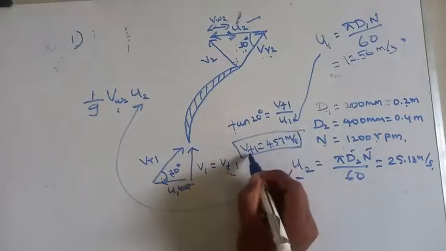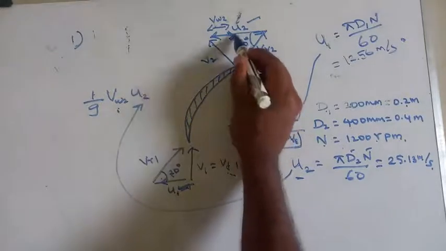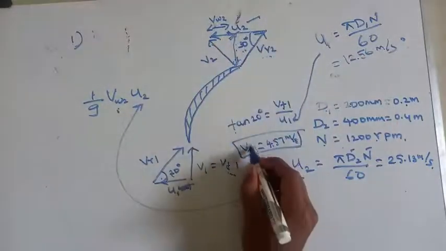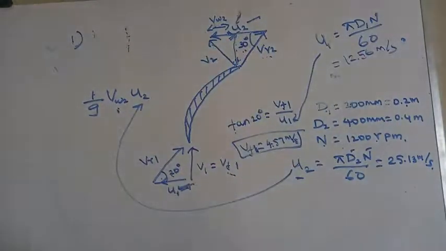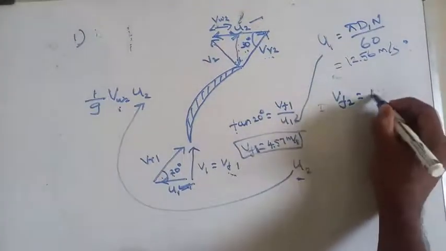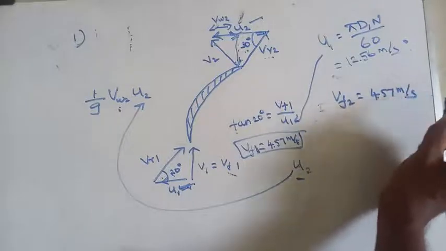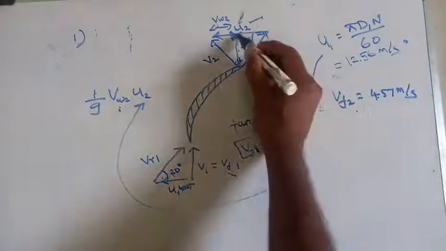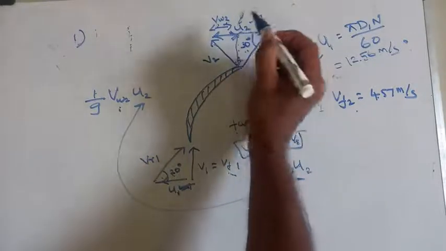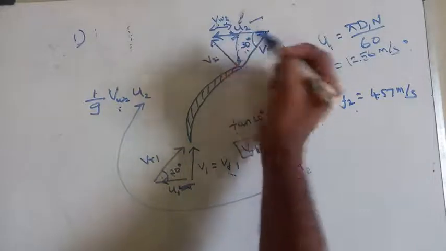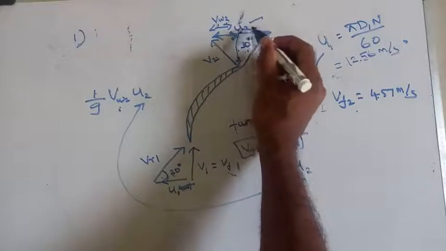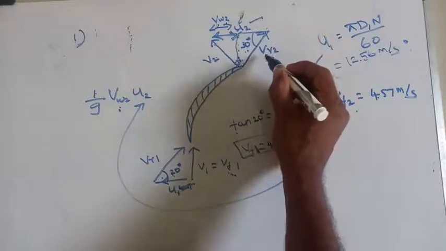I know this VF1 value and this VF2 value. This is VF2. VF1 and VF2 will be the same. By using this concept, I will get VF2 equal to 4.57 meter per second. Now I know VF2, but I have to know VW2. How will I get VW2? I don't know V2. What I know is VF2, but I don't know VR2.